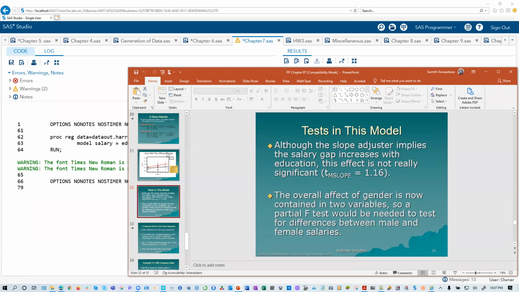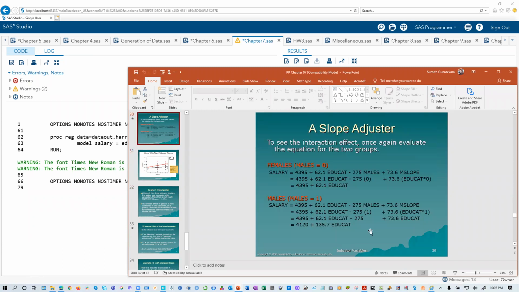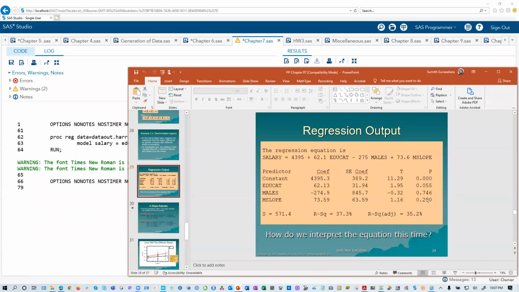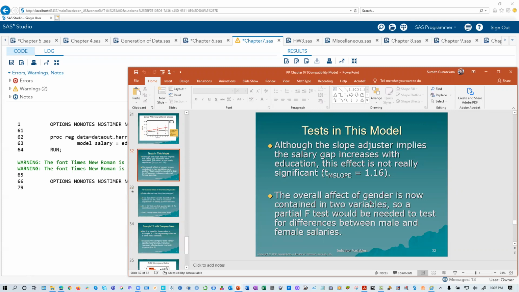Not significant means that we do not reject H naught. H naught means from which one? This one, we do not reject, 0.2. Don't reject. You're going to assume that the slope M is 0. There's no such interaction term. So the overall effect of gender is now contained in two variables. So the partial F test would be needed to test for differences between male and female salaries.